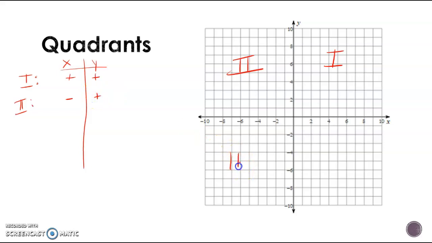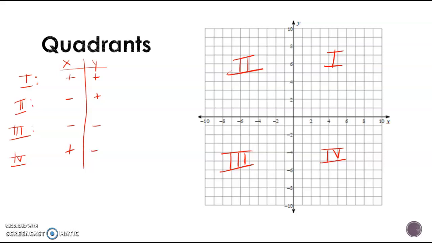And then we move down to quadrant 3, and this is where both are negative. So quadrant 3, we have a negative x with a negative y, and then quadrant 4 is where we have a positive x with a negative y. But again, we start with quadrant 1, upper right-hand corner, and move counterclockwise to name our quadrants.